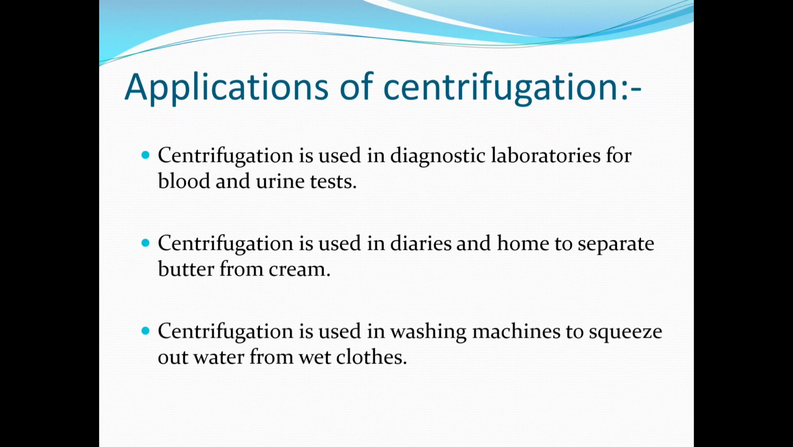Centrifugation is used in diagnostic laboratories for blood and urine tests, and it is used in dairies and at home to separate butter from cream. This is the main important application, and we can observe it in our day-to-day lives. If we churn the buttermilk, the butter, being lighter, floats on the buttermilk, and we can easily get the butter from that. Centrifugation is also used in washing machines to squeeze out water from wet clothes.